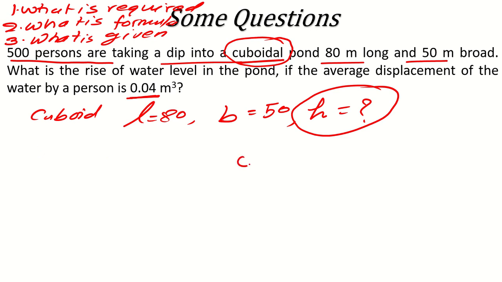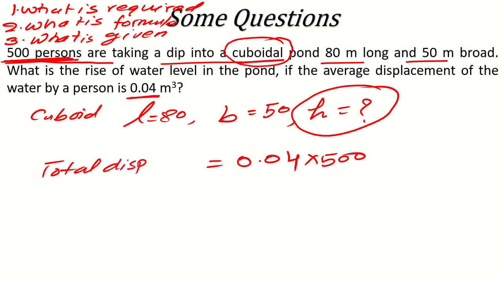0.04 is the volume by one person. So how many persons are taking a dip into the pond? This is 500, so multiply by 500. So this will be the total displacement. Just count it: 2 zeros and 2 decimal points cancel, 5 times 4, 20 meter cube. So this much quantity of water is displaced after dipping by 500 persons.